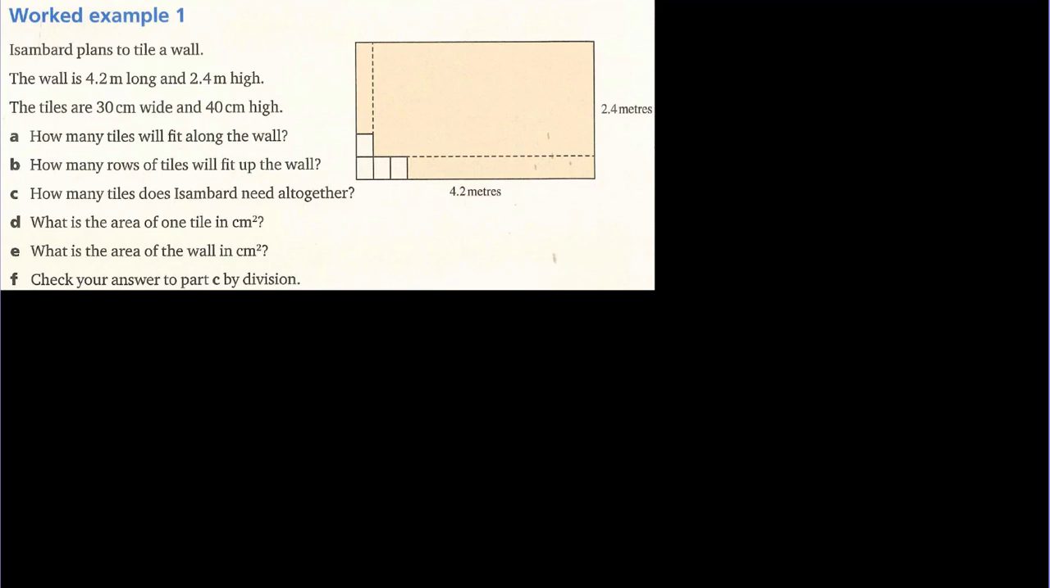We are going to find the area of the tiles here. We are going to tile the wall with small tiles, and the wall is 4.2 meters long and 2.4 meters high. The tiles are 30 centimeters wide and 40 centimeters high. How many tiles will fit along the wall? As you see from the figure, this is 30 centimeters and this is 40 centimeters.